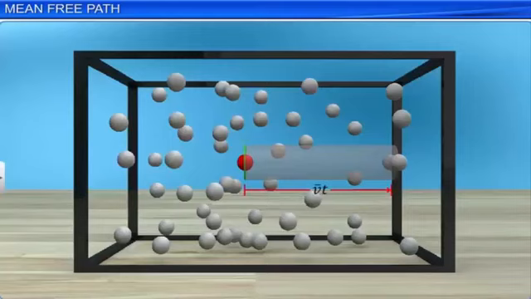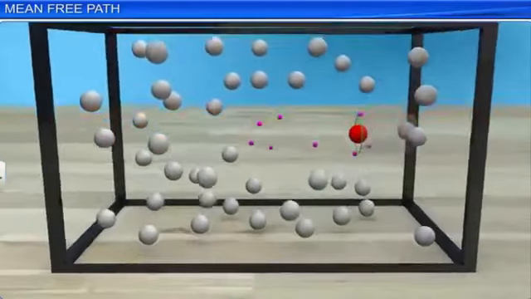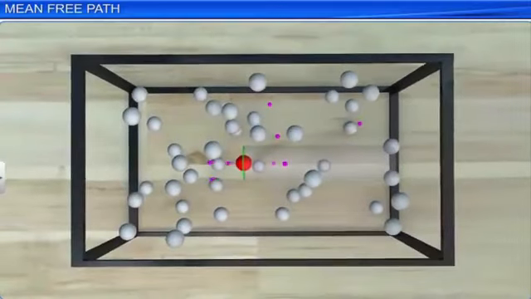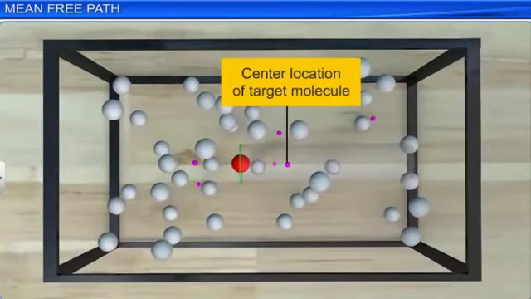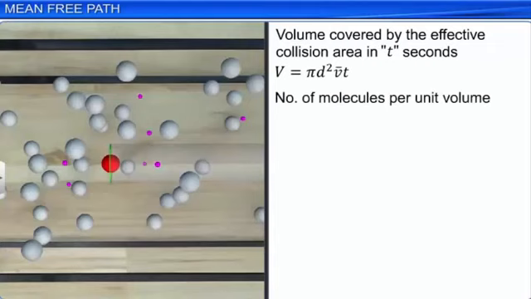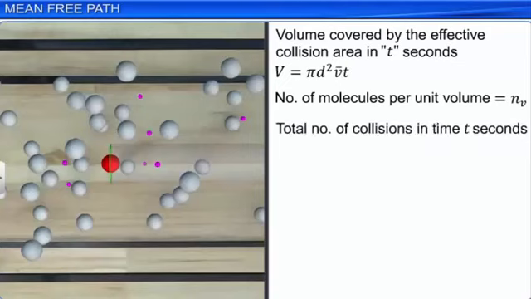The molecule undergoes collision with all the other molecules whose centers lie within the volume covered by the effective collision area. The volume of the cylinder covered by the effective collision area in t seconds is equal to pi d square v bar t. Let the number of molecules per unit volume be nv. Then, the number of collisions in time t seconds is nv pi d square v bar t.